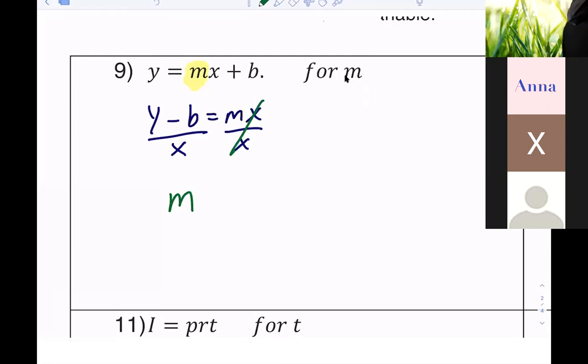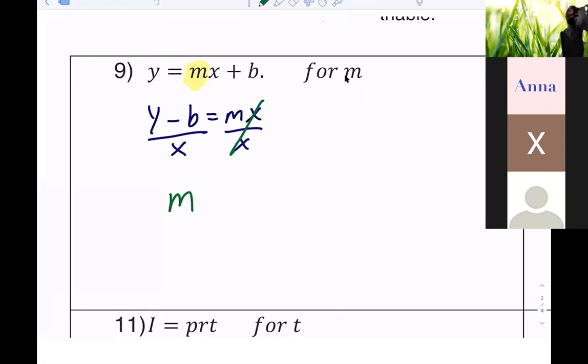Number 10. All right. Now it's getting a little bit more complicated. All right. So we're working backwards. Highlight B1. We're highlighting this.